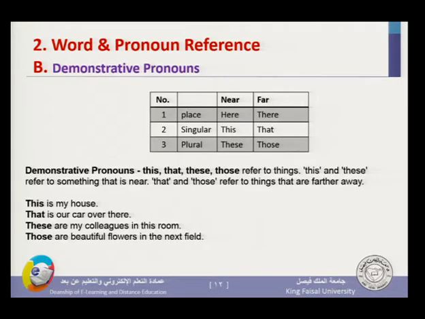Demonstrative pronouns. Place: if the place is near, we say here. If it is far, we say there. Singular: I say this. If it is far, that. Plural: these, near, and those, far. So I say this is my house. That is our car over there, because you are talking about something which is a little bit far from you.